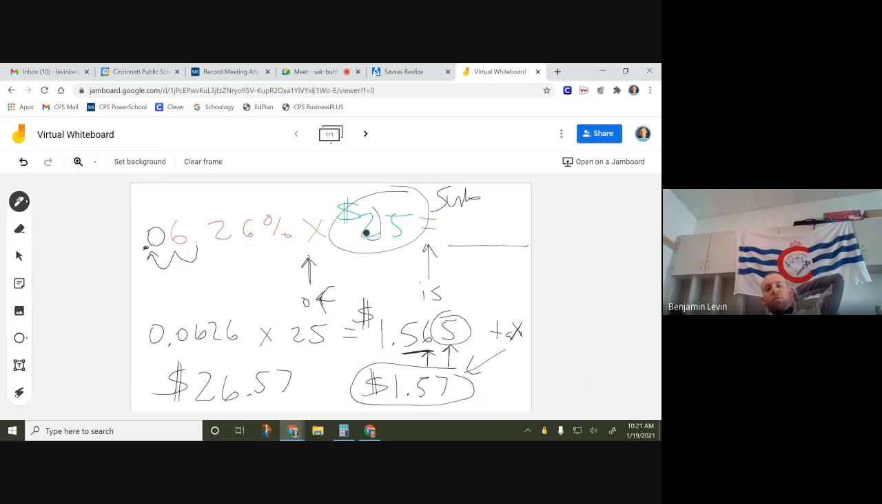That's the amount of food I bought plus my tax, $26.57. And that's how it's done. That's why you see what you see on a receipt. And many times it will tell you the tax was 6.26%. It'll say subtotal 25, tax 6.26% equals $1.57, total $26.57. Pay up.